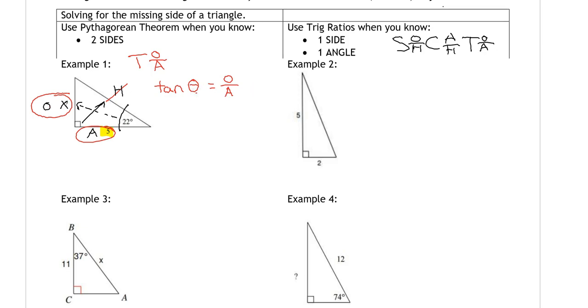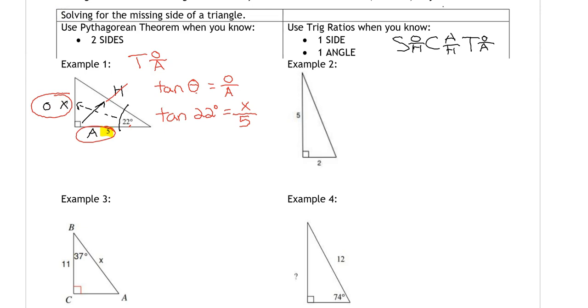You need that angle there. A lot of people will just leave it off. They'll just say tangent equals opposite over adjacent. Can't do that. You have to have the angle there because I know what that angle is. I'm plugging that in. Tangent of 22 degrees, that's my angle, equals opposite, which is x, over adjacent, which is 5.